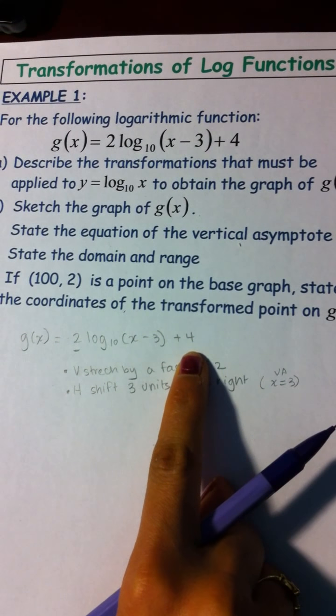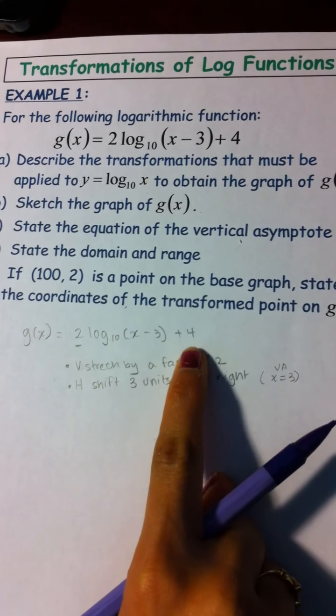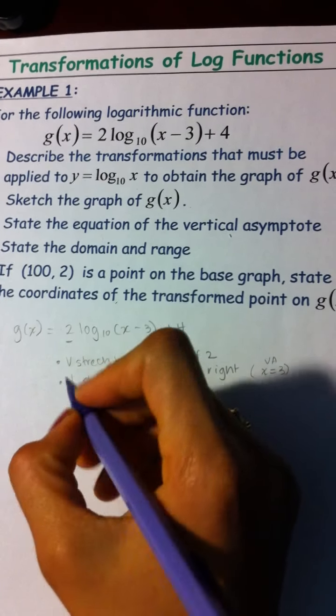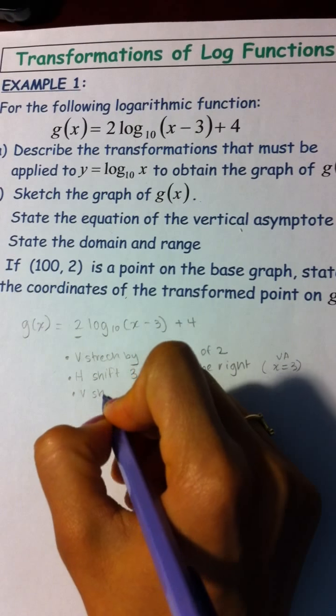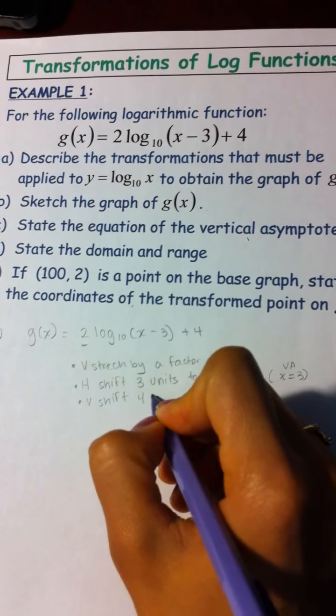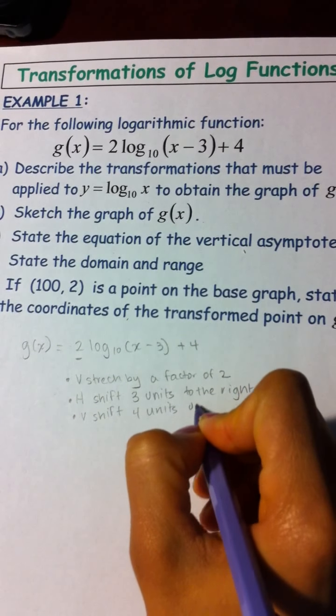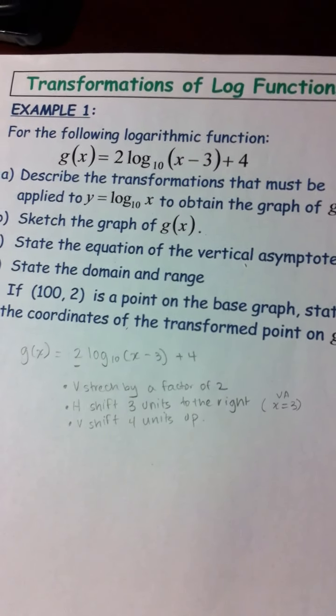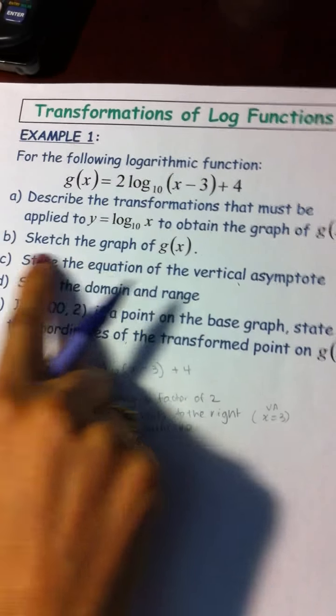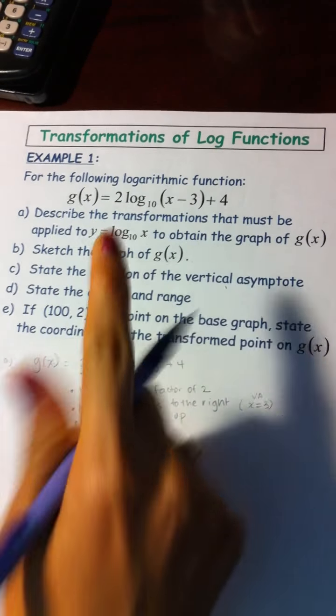And the last one right here is our vertical shift, and it's a positive value, so it's moving 4 units upward. So it's a vertical shift 4 units up. Alright, so what we just did was describe the transformations.